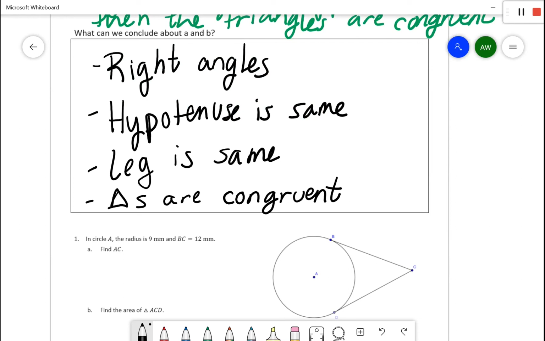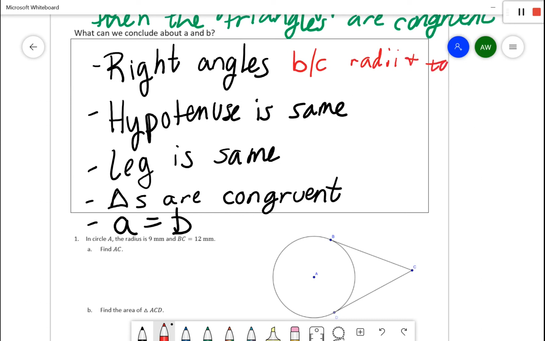And then finally, I can say that A is equal to B. So these are my statements, right? These are the things that I'm claiming. I have right angles, my hypotenuse is the same, the leg is the same, therefore the triangles are congruent, and therefore the lengths A and B are the same. Now, what are my reasons for this? Well, first, I have right angles. I'm going to use a shorthand for because, which is B/C. This just means because.